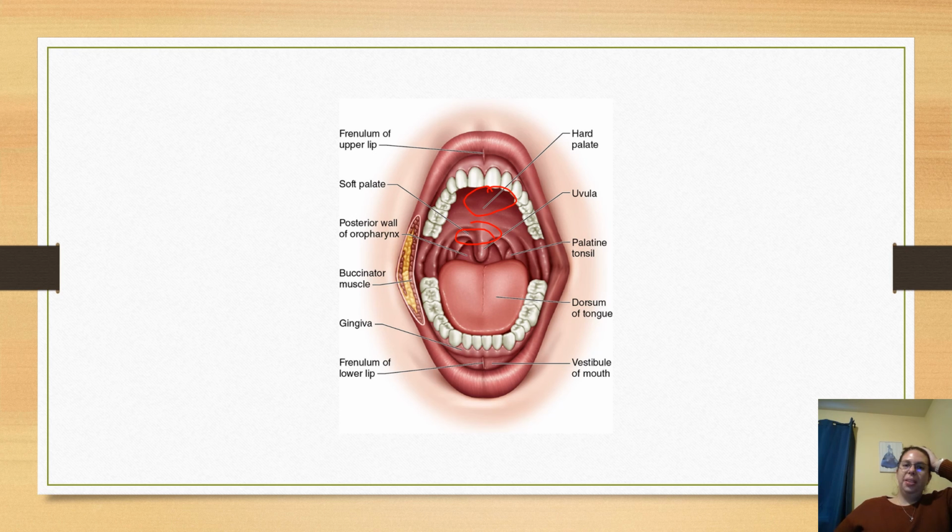So when you go to the doctor's office or the dentist or whatever, and they make you say ah, it's not just for grins and giggles. It actually makes the uvula come up and your tongue go down. So that's why we do it, because otherwise often all we can see is your tongue.